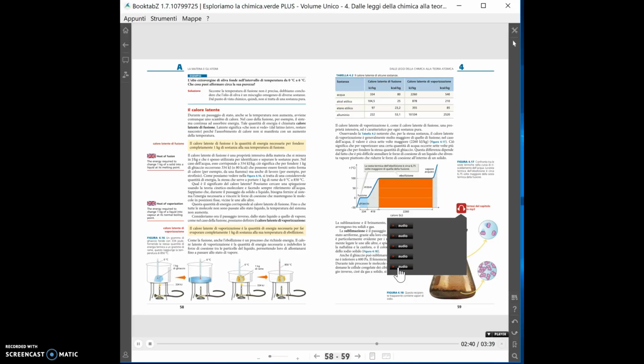Melting and boiling are processes that involve an increase in the internal energy of a system. Solidification and condensation are processes that involve a decrease in the internal energy of a system.